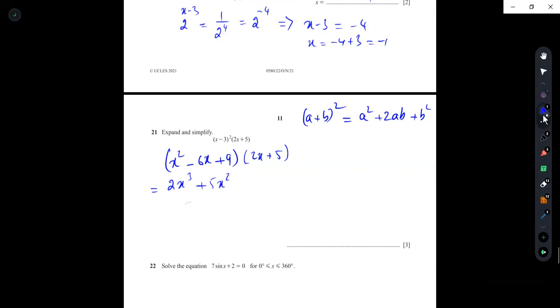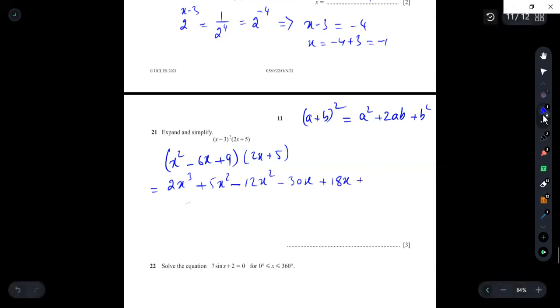Now I repeat the same thing for the second term. Minus 6x times 2x is minus 12x squared, minus 6x times 5 is minus 30x. And then 9 multiplied by 2 is 18x, 9 multiplied by 5 is 45. Now we just have to simplify the like terms.